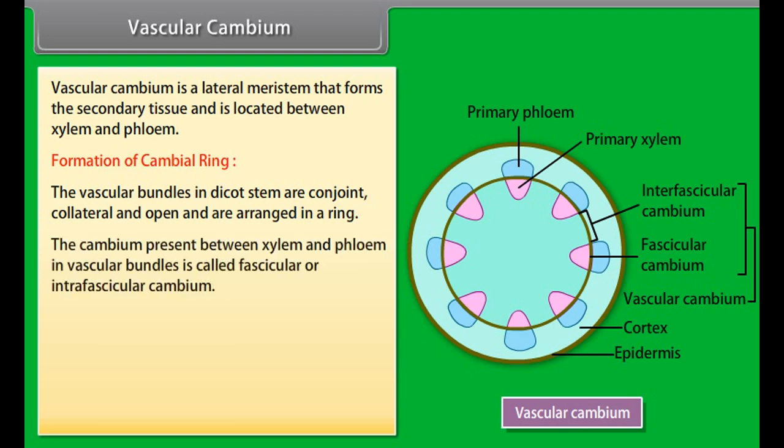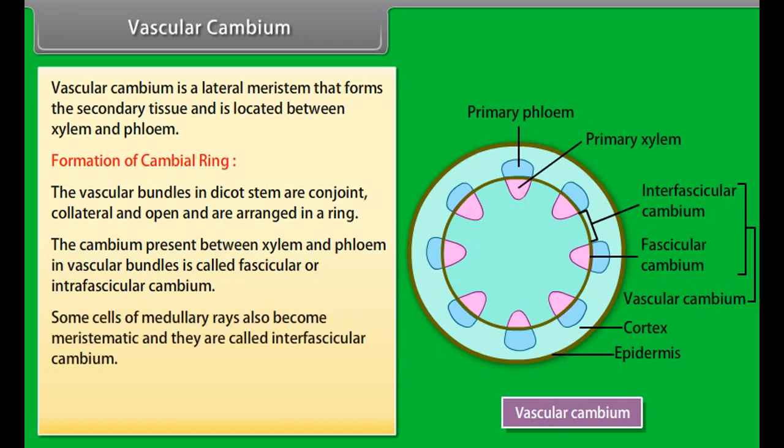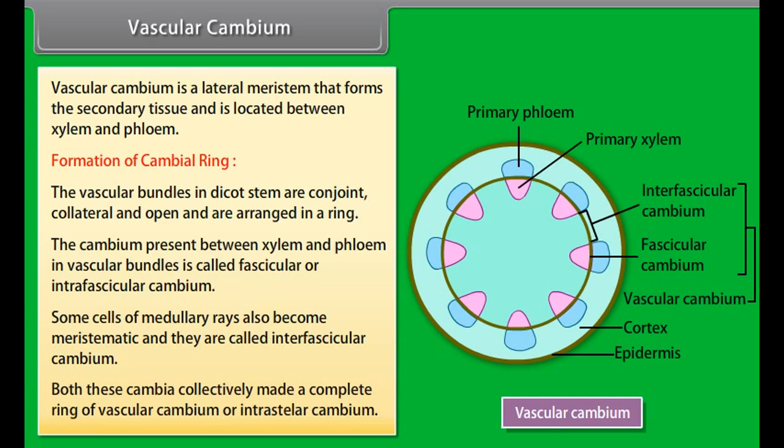The cambium present between xylem and phloem in vascular bundles is called fascicular or intrafascicular cambium. Some cells of medullary rays also become meristematic and they are called interfascicular cambium. Both these cambia collectively make a complete ring of vascular cambium or interstelar cambium.